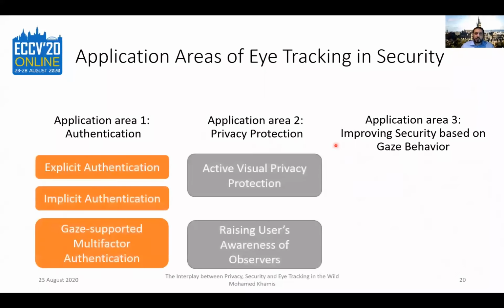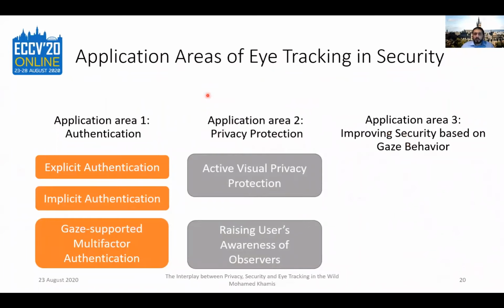We can further split them into further categories, such as explicit authentication, where by this we mean intentionally moving your eyes to provide a password. And there's implicit authentication, or another way to call it is biometric authentication. And there's the use of eye gaze to support multi-factor authentication. I'll speak in more detail about explicit authentication today. And we'll also look a bit into privacy and so on.